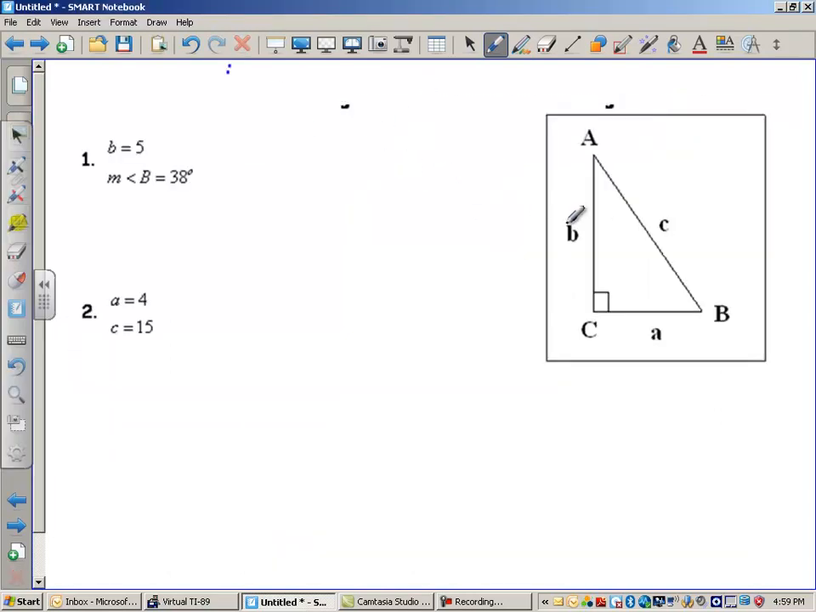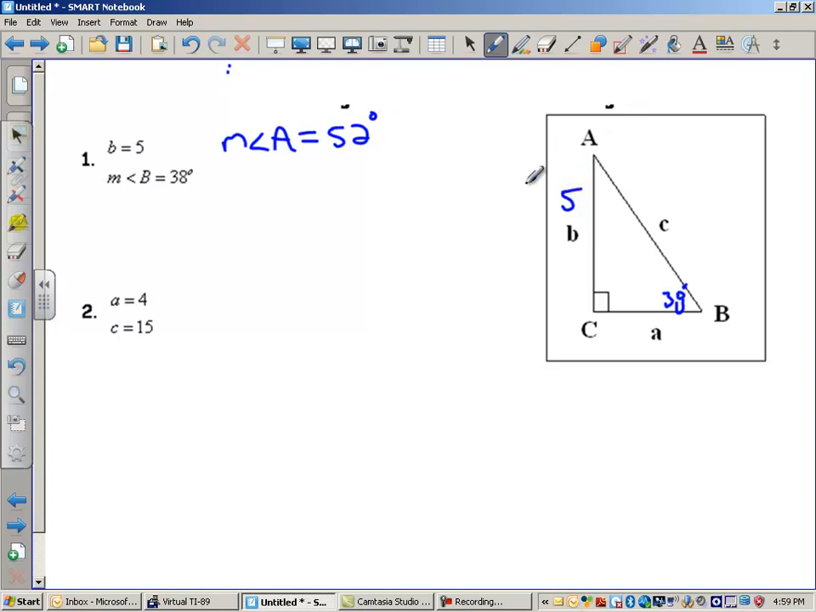So let's do the first one. If B is 5 and the measure of angle B is 38 degrees, we're supposed to solve the triangle. So that means we need to find all of the missing pieces. Now the easiest thing would be the measure of angle A. Since we already know that angle C is 90 degrees and angle B is 38, we could add those two together and subtract from 180. So 90 plus 38 is 128. And if we subtract that from 180, we get 52 degrees. So we already know the measure of angle A.